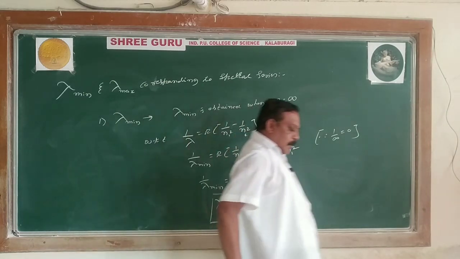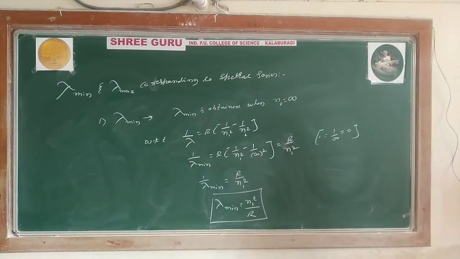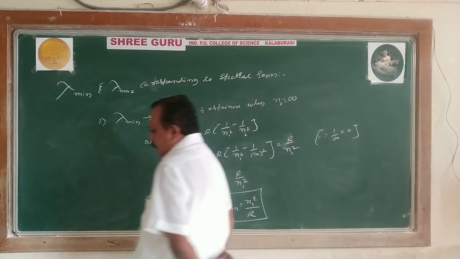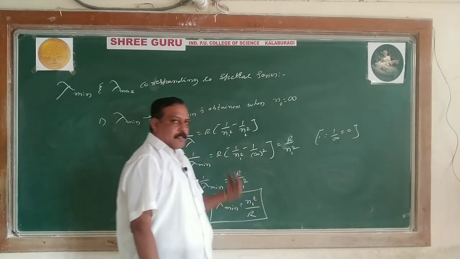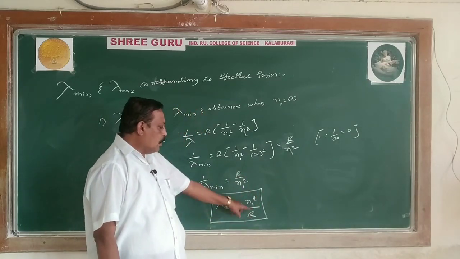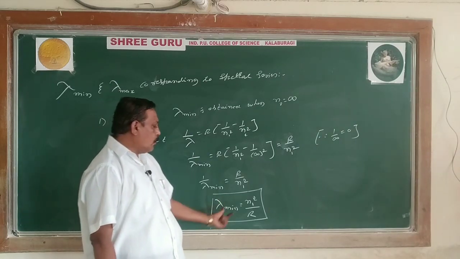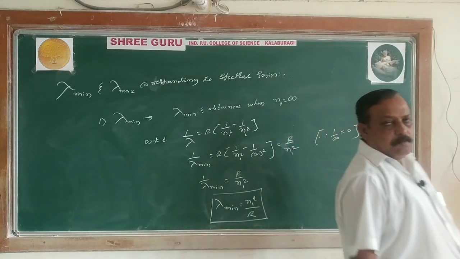If anyone is asked in NEET or CET, what is the minimum wavelength for the Lyman series? For the Lyman series, n1 equals 1, so lambda minimum equals 1 by R. For the Balmer series, n1 equals 2 square, so 4 by R. Lambda minimum for the Balmer series is 4 by R. For the Pfund series, n1 equals 5, so 25 by R. Now this is your minimum wavelength.